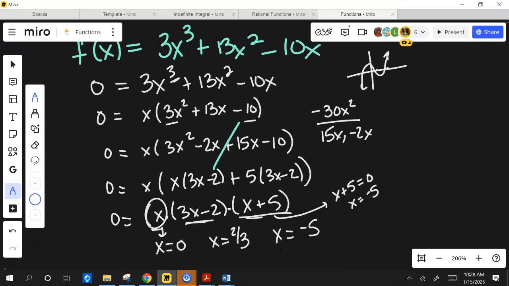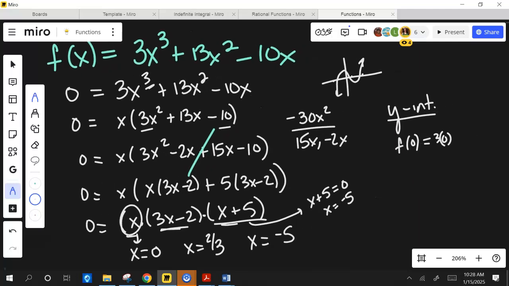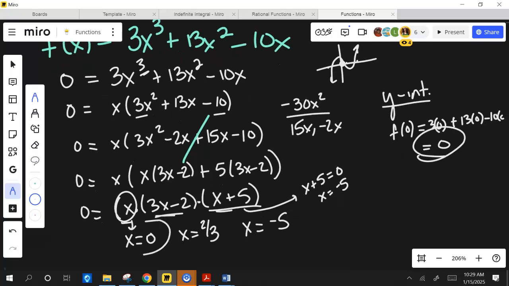Make x 0. So for the y-intercept, I'm going to say f of 0, which would be 3 times 0 plus 13 times 0 minus 10 times 0, which is just 0. So it's crossing over at the origin, right? 0 is a y-intercept, but it's also an x-intercept.